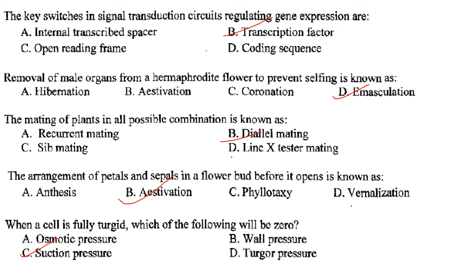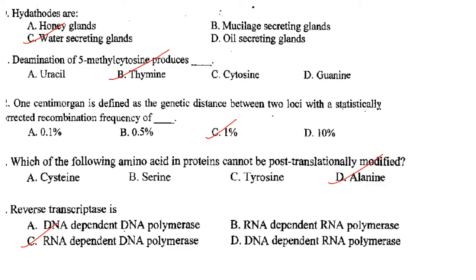When a cell is fully turgid, which of the following will be 0? So suction pressure will be 0. Answer is option C. Then next one. Hydatodes are water secreting glands. Answer is option C. The deamination of 5-methyl cytosine produces thymine. Answer is option B. 1 centimorgan is defined as the genetic distance between two loci with a statistically corrected recombination frequency of 1%. Answer is option C. All these are direct questions.